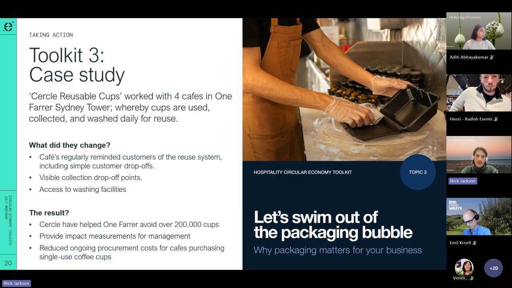Now, the result of that was that Circle have helped One Farrer and the 4 cafes avoid over 200,000 coffee cups already. If we think about that from a numbers perspective, if each coffee cup costs 25 to 50 cents, and that's 200,000 coffee cups, that's $50,000 to $100,000 saved per year for businesses alone. And if you can quantify that and think about ways that you can do that with your business, and not just coffee cups, but any reusable packaging methods, it's a simple way to reduce your procurement costs and also reduce your waste downstream. And Circle are a great business that can help measure those impacts, especially for cafes.